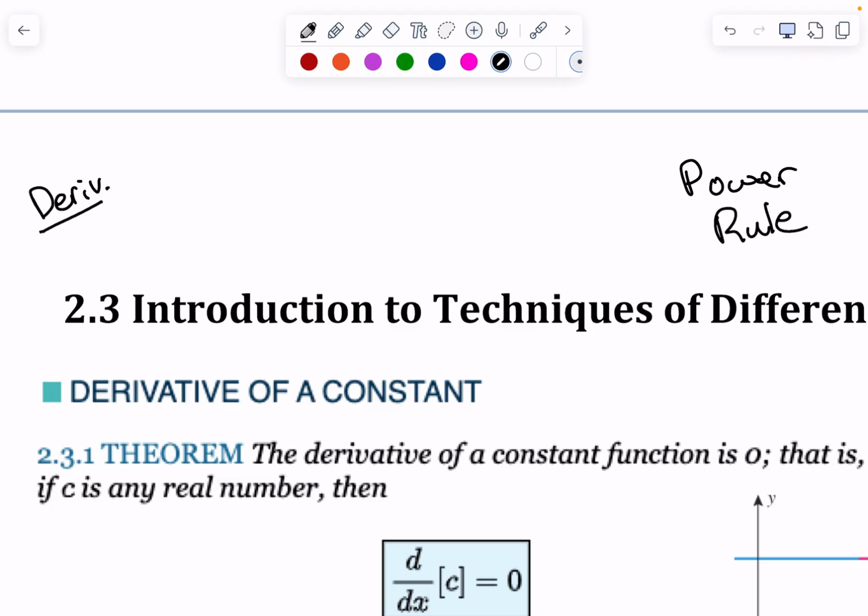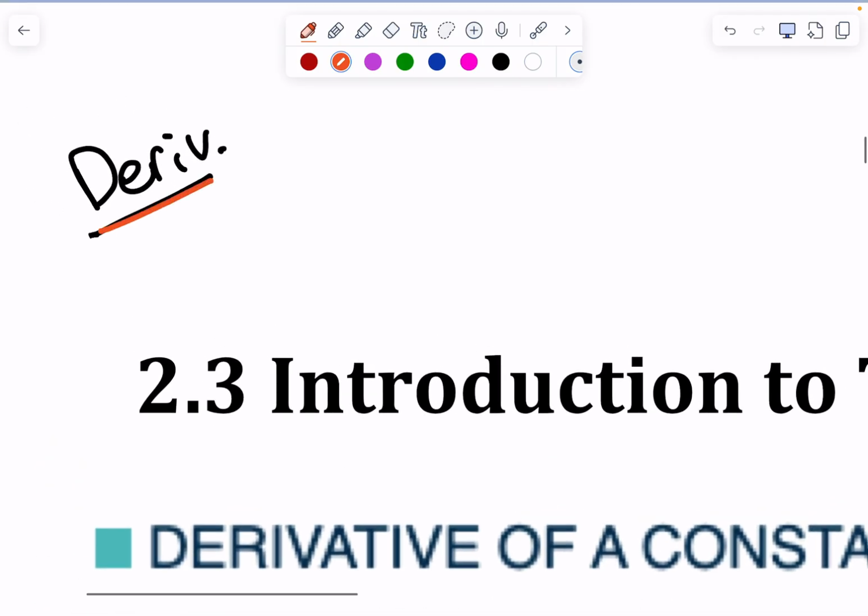There will be a couple story problems sprinkled in there, but most of it is going to be using this rule or this method as shortcuts for derivatives, right? We're not doing the limit process anymore. We're doing them really fast, okay? Now, they might ask for the derivative.